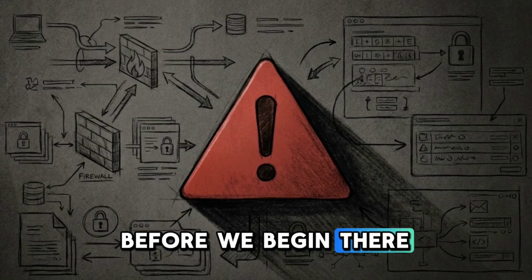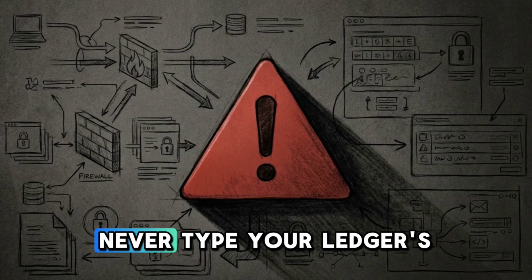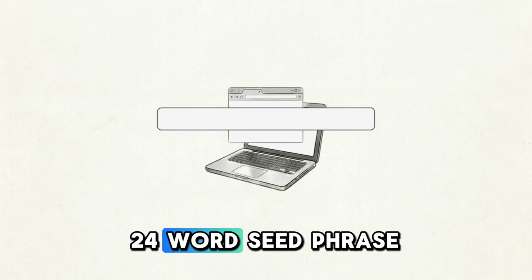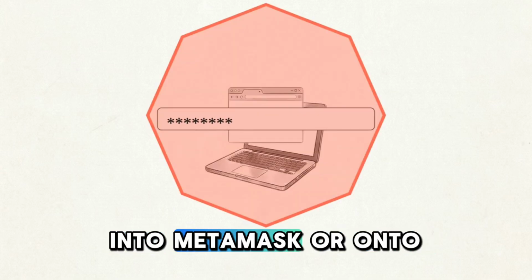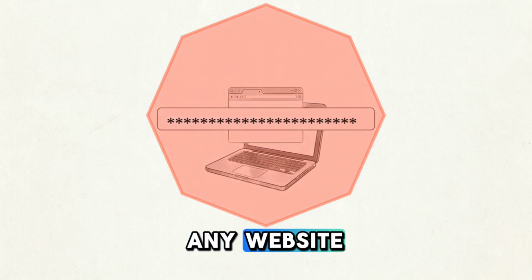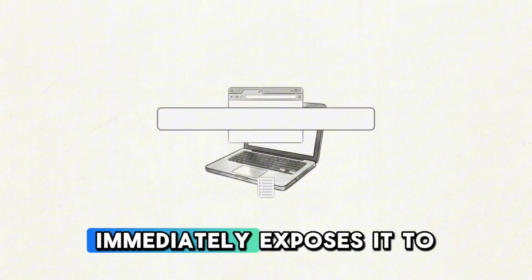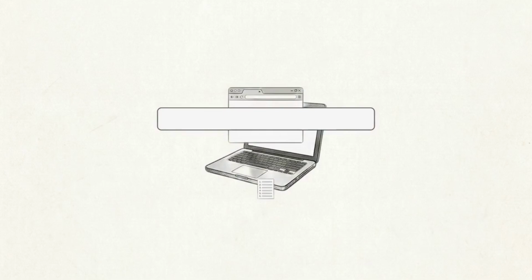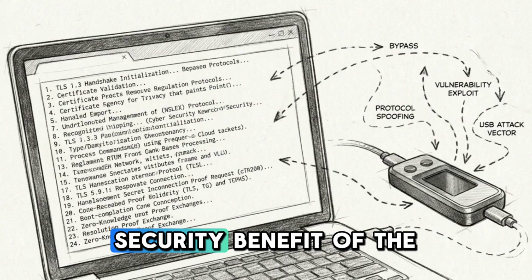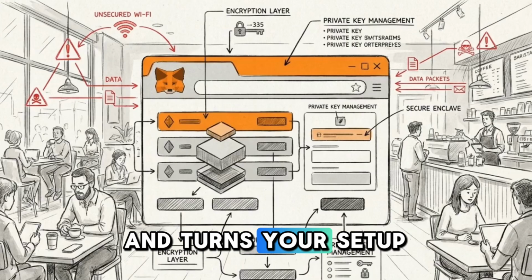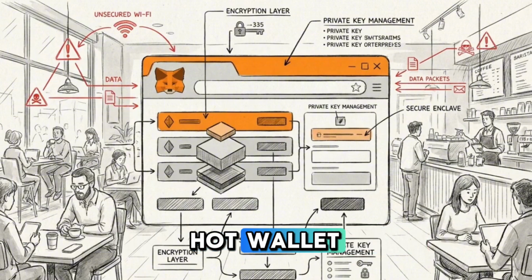Before we begin, there is one absolute rule. Never type your ledger's 24-word seed phrase into your browser, into MetaMask, or onto any website. Typing your hardware seed phrase into an internet-connected device immediately exposes it to the network. This removes the primary security benefit of the hardware and turns your setup back into a vulnerable hot wallet.